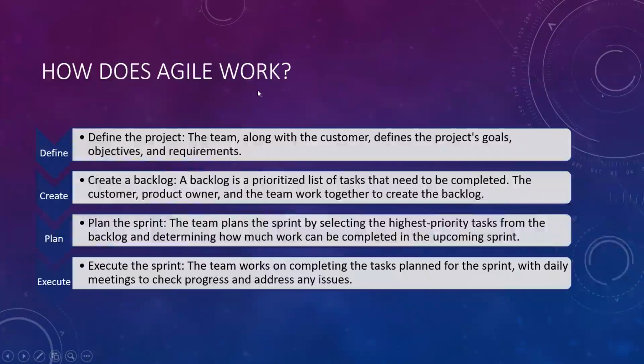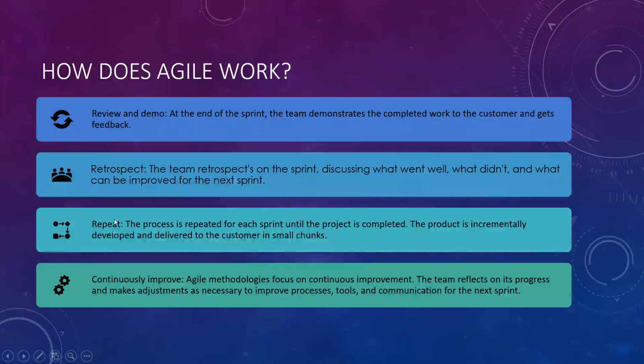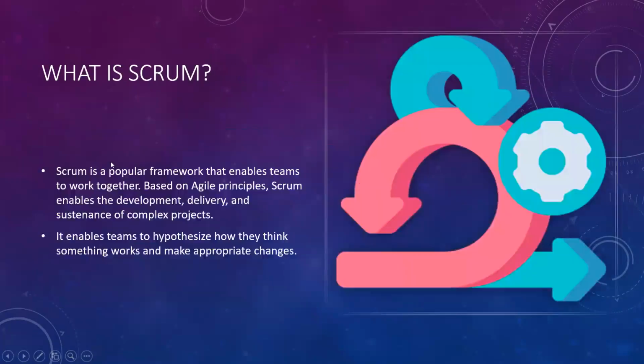After this, we have how agile works: define, create, plan, execute, review, retrospective, repeat, continuous improvement. After that, we'll be discussing what Scrum is, what the different people are, what the essence of using Scrum is, and who the stakeholders of Scrum are. We are going to discuss that tomorrow. Tomorrow would be the last class for manual testing, guys. We'll be picking up this information from the day after tomorrow.